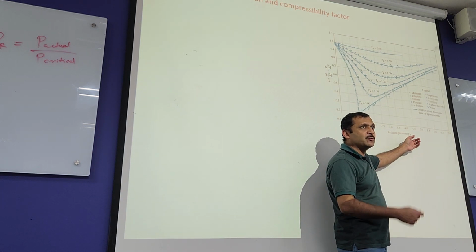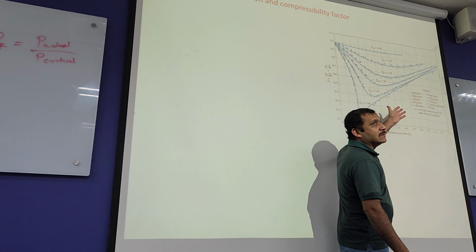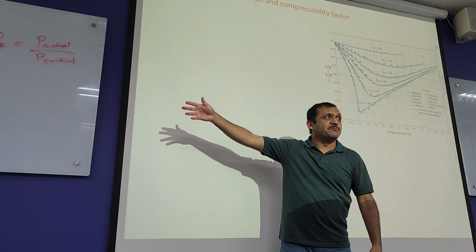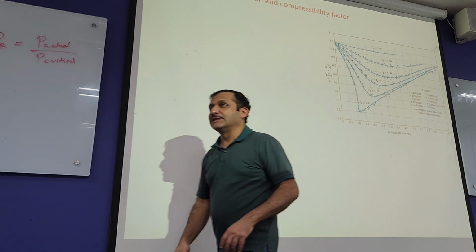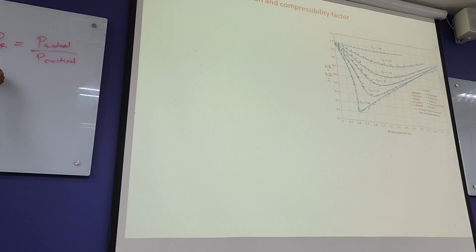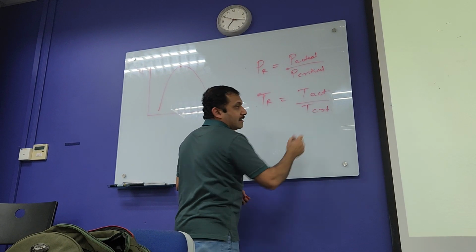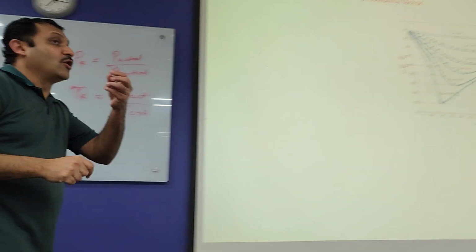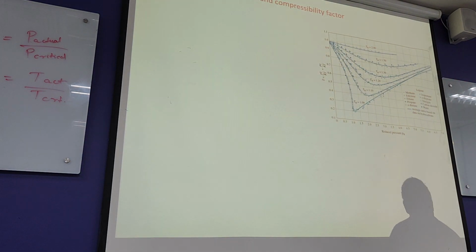When will that reduced pressure value be high or low? Basically, it depends upon the actual pressure. So if the pressure is very high or pressure is low. And in a similar fashion, reduced temperature, TR, is actual temperature divided by critical temperature. A real gas tends to behave like an ideal gas when it goes away from critical properties.